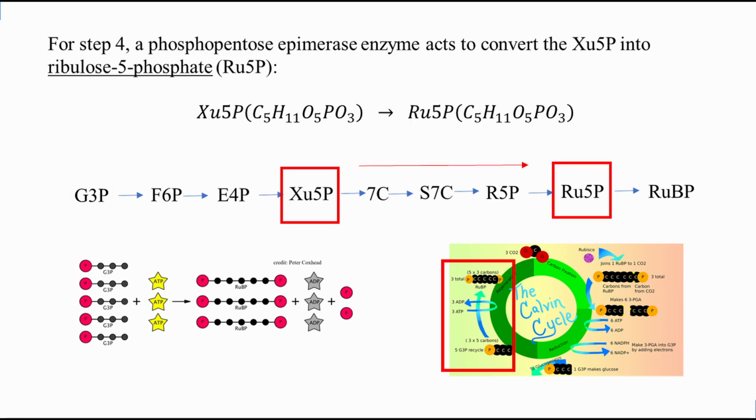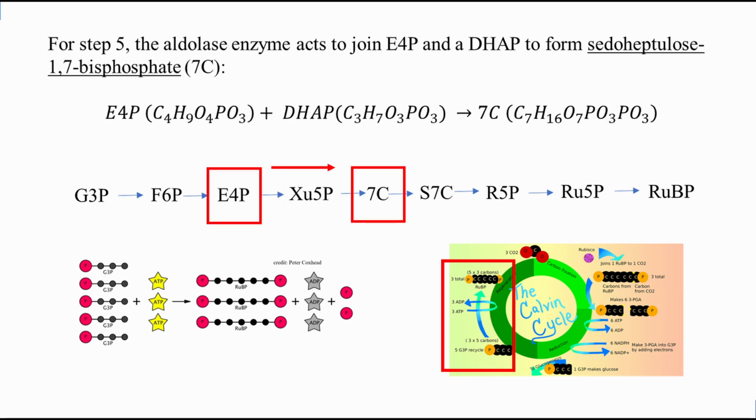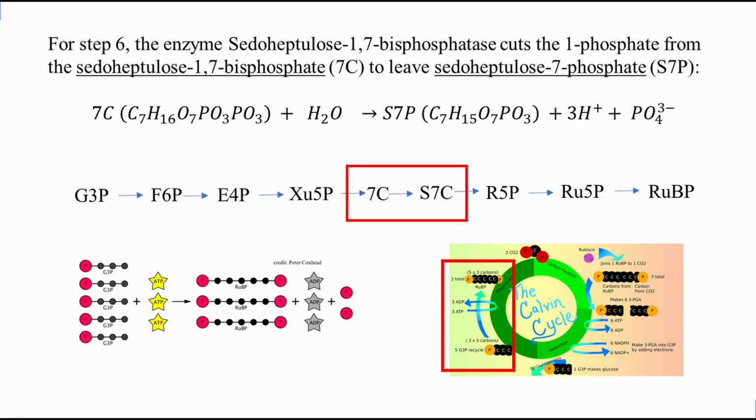For step 4, a phosphopentose epimerase enzyme acts to convert the XU5P into ribulose 5-phosphate RU5P. For step 5, the aldolase enzyme acts to join E4P and a DHAP to form sedoheptulose 1,7-bisphosphate 7C. For step 6, the enzyme sedoheptulose 1,7-bisphosphatase cuts the 1-phosphate from the sedoheptulose 1,7-bisphosphate 7C to leave sedoheptulose 7-phosphate S7P.